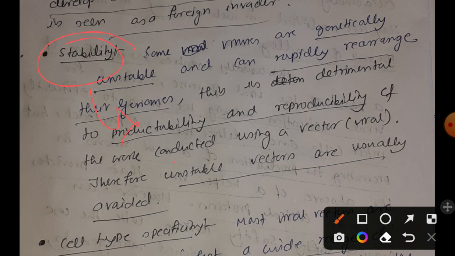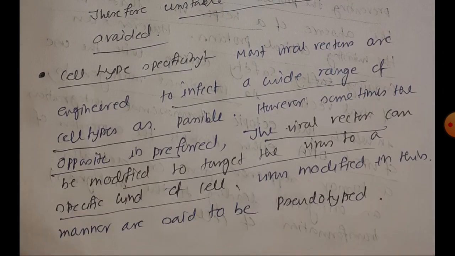If the viral genome does not have any stability in its genetic material, there will be rapid rearrangement, and that is not preferable to us, because it will have a detrimental effect on the predictability and the reproducibility of the work conducted by the viral vector. So it should be highly avoided. The viral vectors in which there is no genetic stability should be highly avoided.